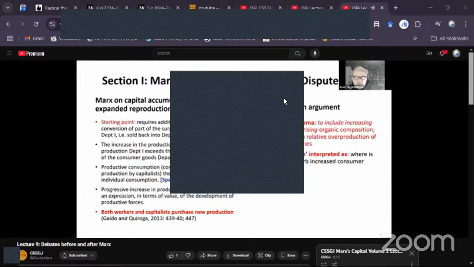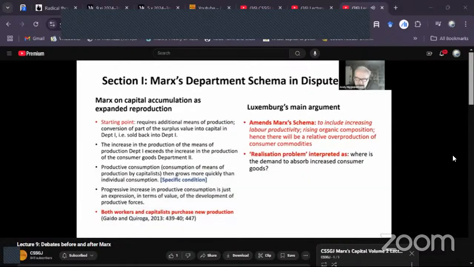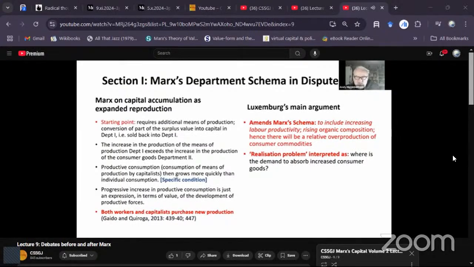Her main argument is that you have to rework Marx's schema to include increasing labor productivity, rising organic composition of capital. And once you do that, then it can be seen that there will be a relative overproduction of consumer commodities. In other words, more consumer commodities are produced than the workers have the money to consume. This is her interpretation of what's known as the realization problem.